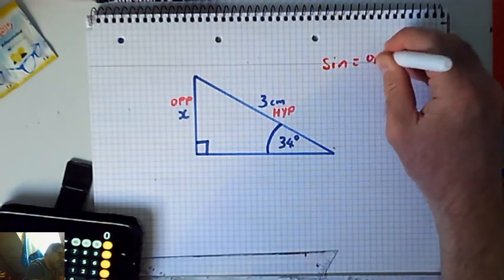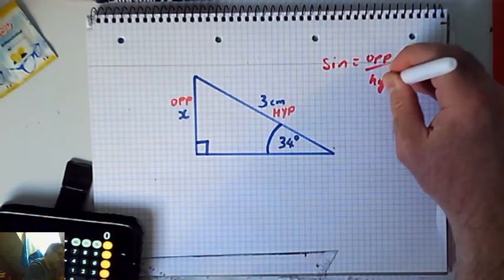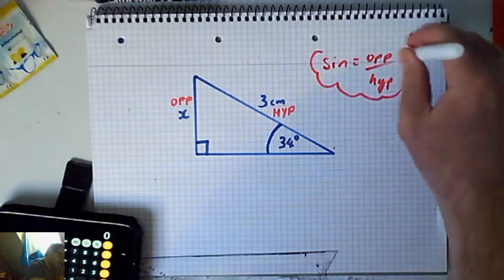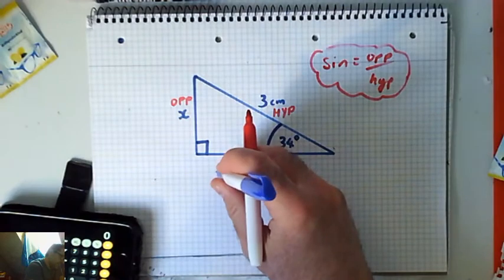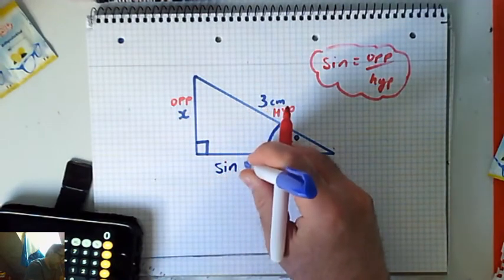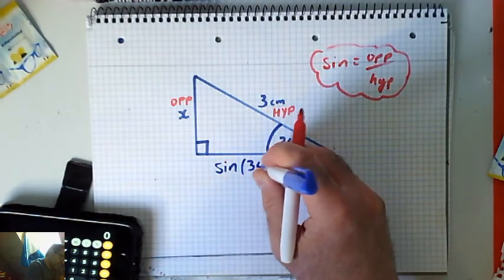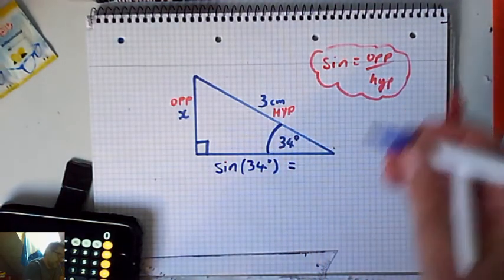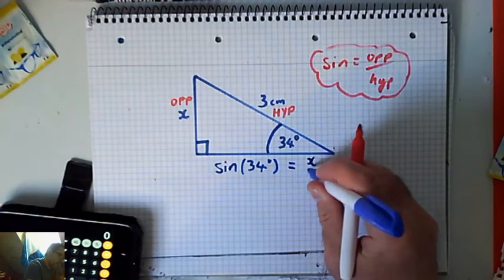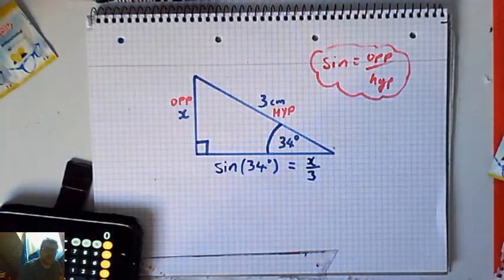Sine equals opposite over hypotenuse. So I can write down that in this particular triangle, sine of 34 degrees equals opposite over hypotenuse, x over 3.